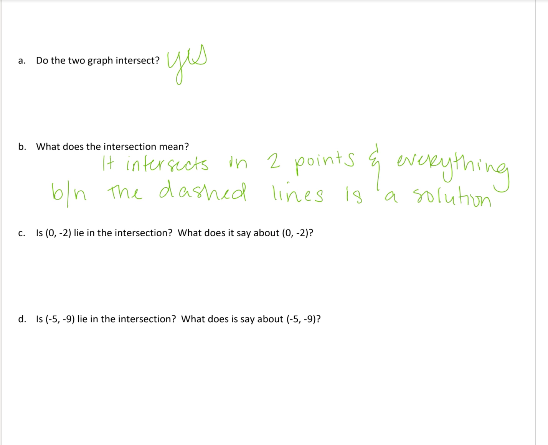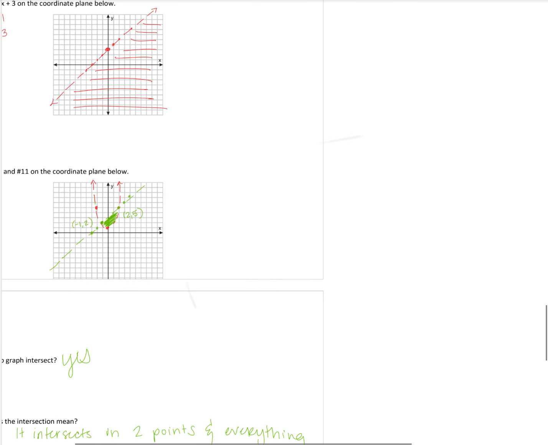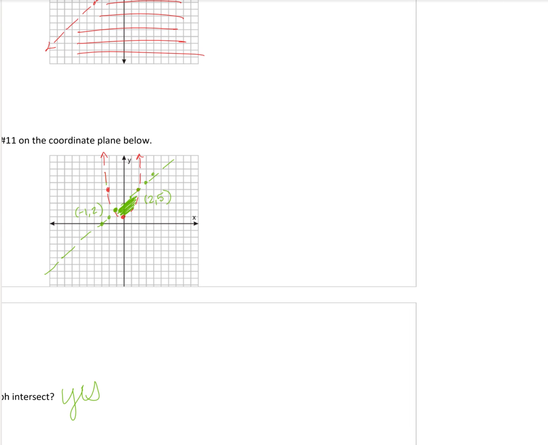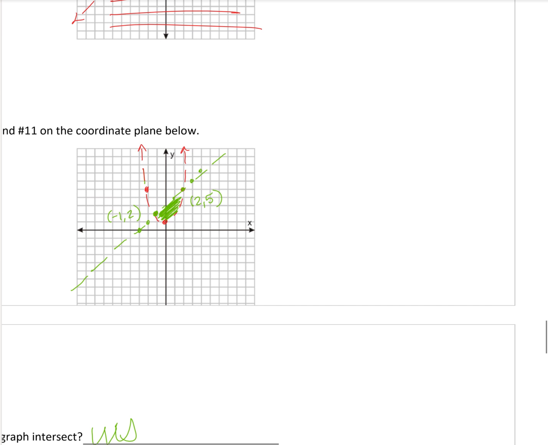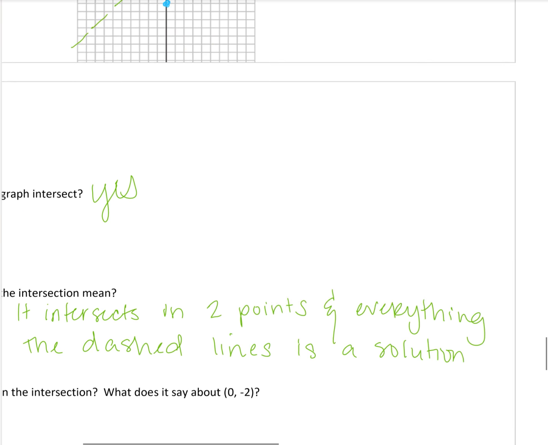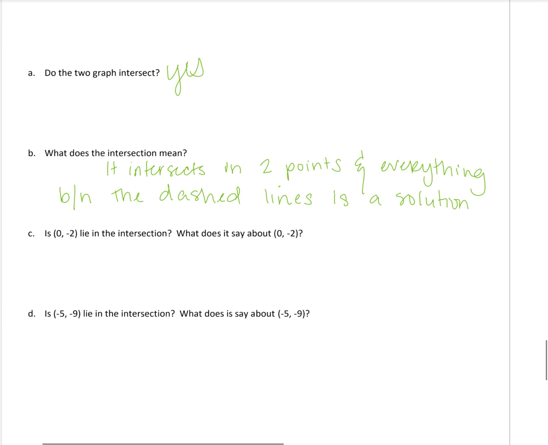Okay, now it says, does 0, -2 lie in the intersection? Well, let's take a look. We're going to try to plot it. 0, -2. So down here. Is that part of my shaded area? Well, no, it's not. So guess what? No, 0, -2, sorry, is not a solution.